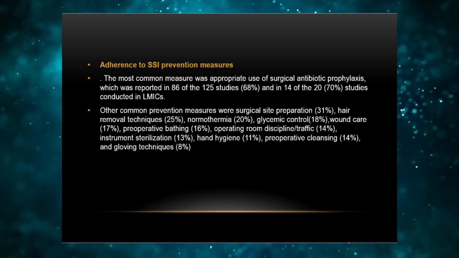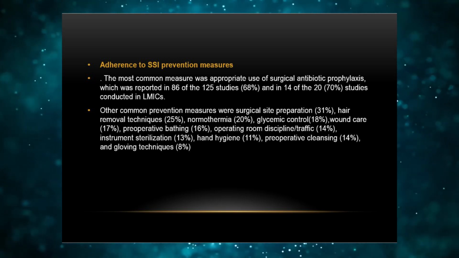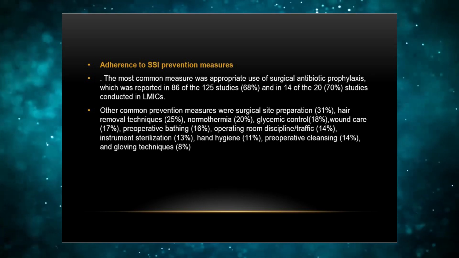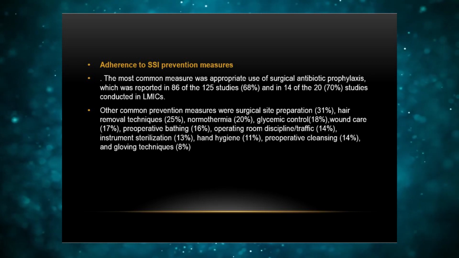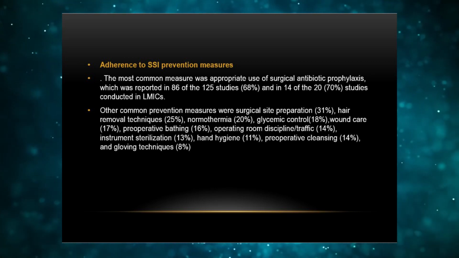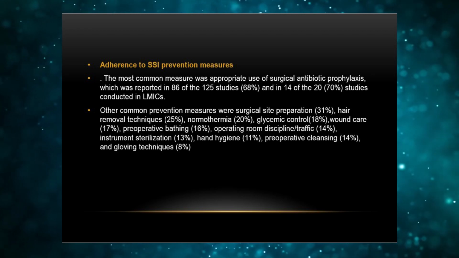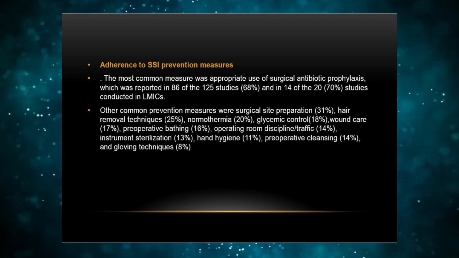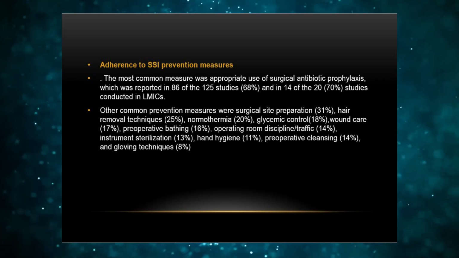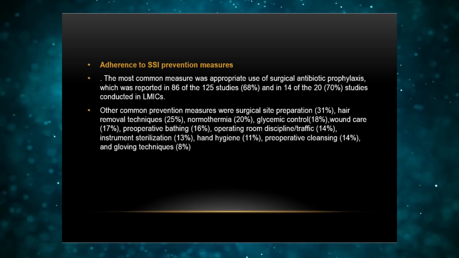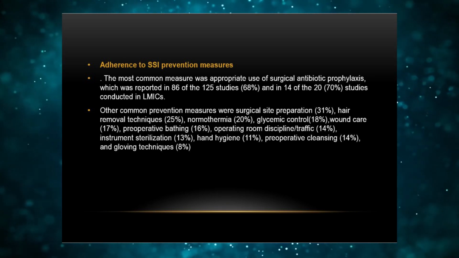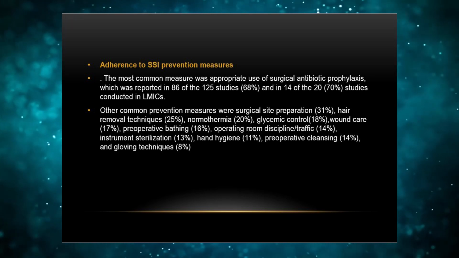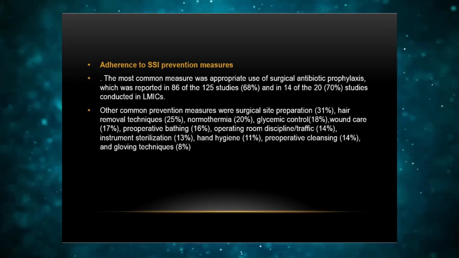The other common prevention measures were surgical site preparation at 31%, hair removal technique, 25% normothermia, 20% glycemic control, 18% wound care, 17% preoperative bathing, 16% operating room discipline and traffic control, and 14% instrument sterilization. Sterilization was 30%, hand hygiene was 11%, preoperative cleaning was 40%, and gloving technique was 8%.